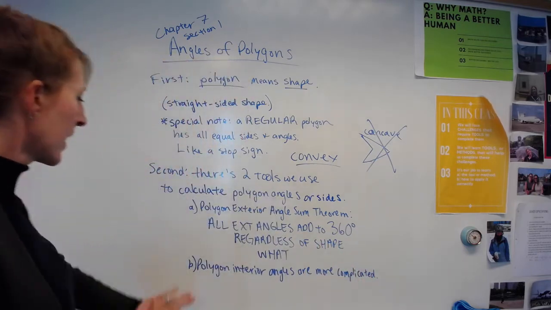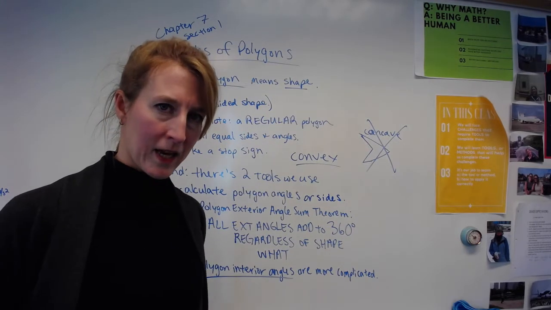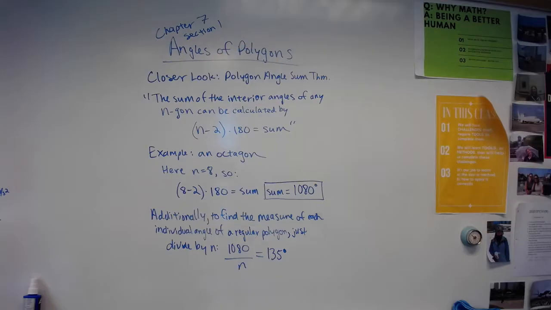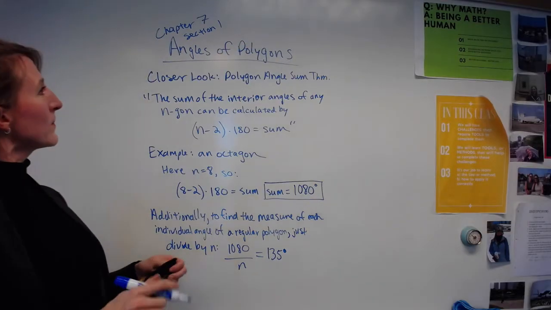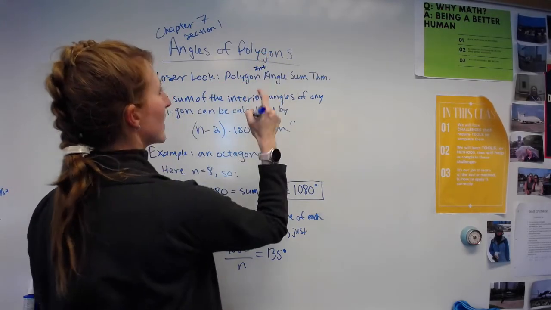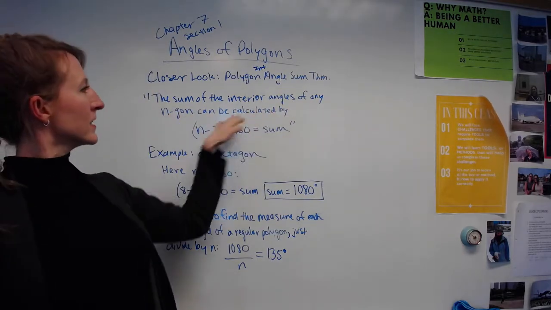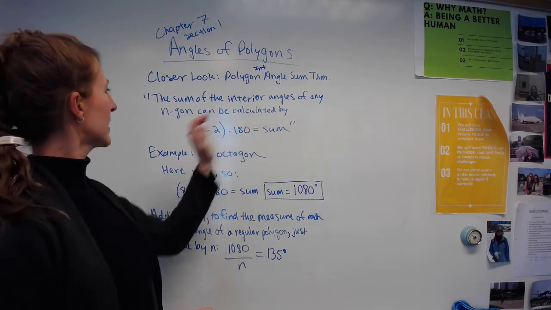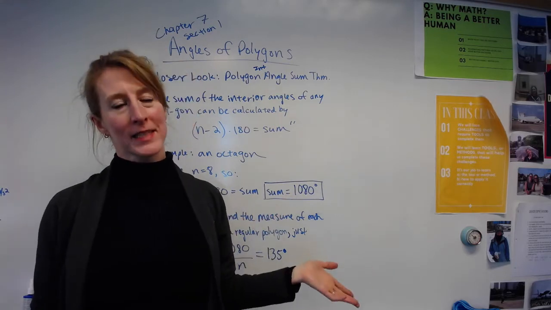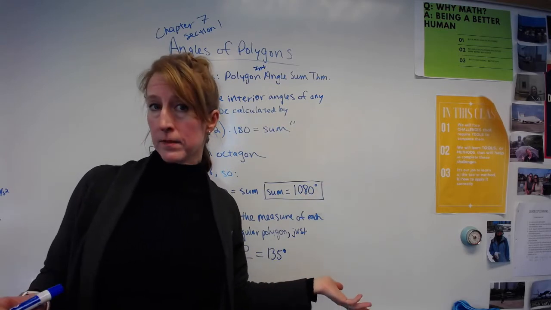All right, moving on. Polygon interior angles are a little more complicated. Let's do some math. Here's the closer look at the polygon interior angle sum theorem. The sum of the interior angles of any n-gon can be calculated by n minus 2 times 180 equals the sum. This sounds fancy, but n is just a stand-in for any polygon, where n is any number.